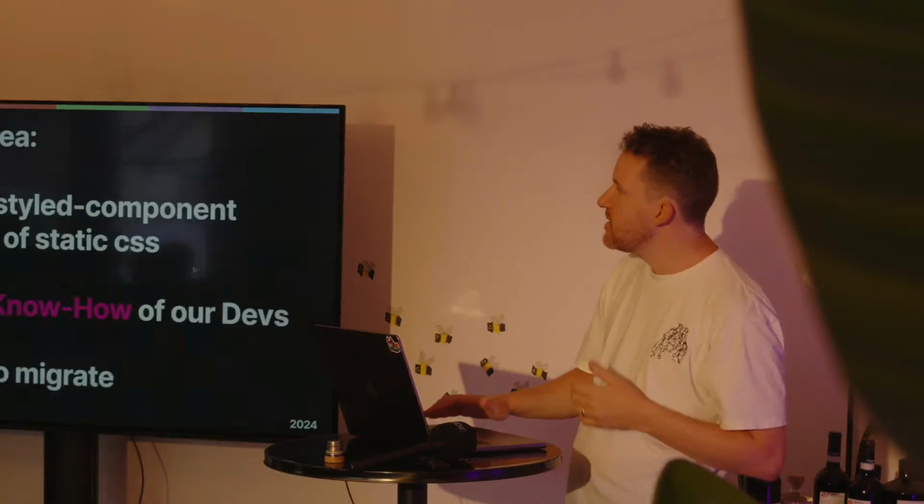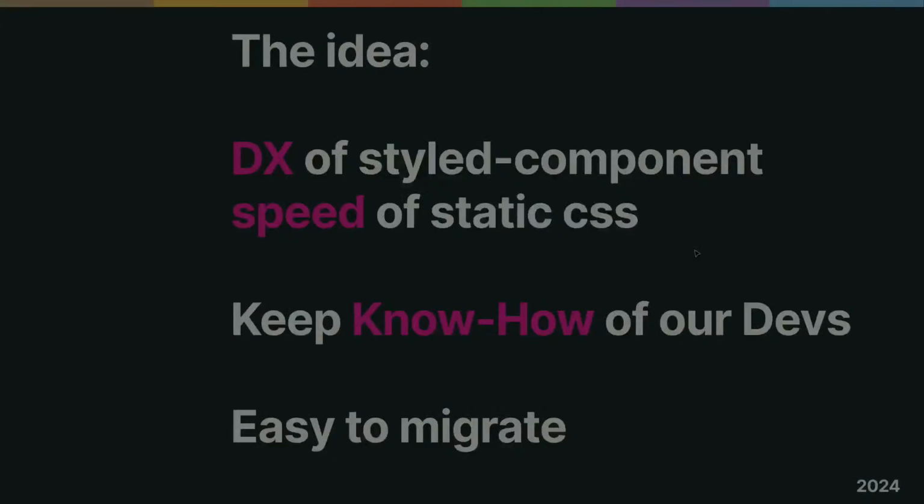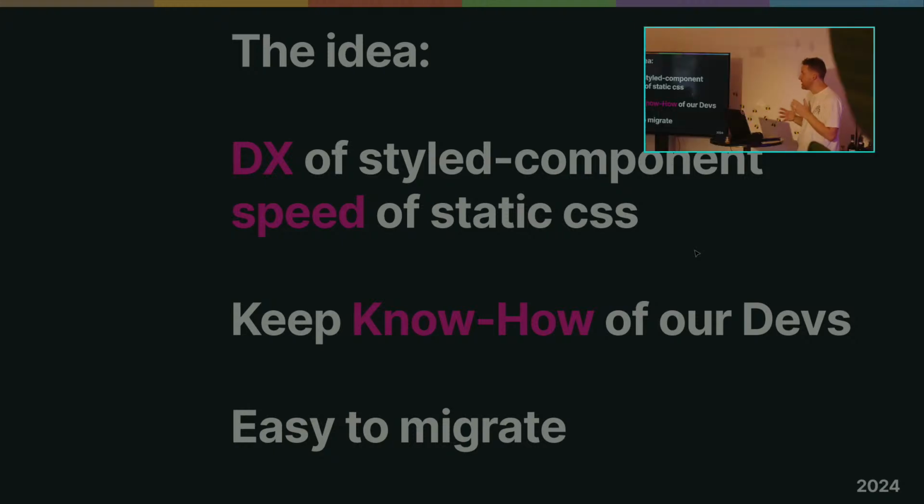So we thought, OK, maybe we can go back to CSS modules, but not with the developer experience from that time, because everyone hated that and didn't want to go back. So basically the experience of styled-components, but the speed of static CSS. And the best thing would be if we could keep more or less the same API and keep our know-how so that we don't have to learn everything from scratch.